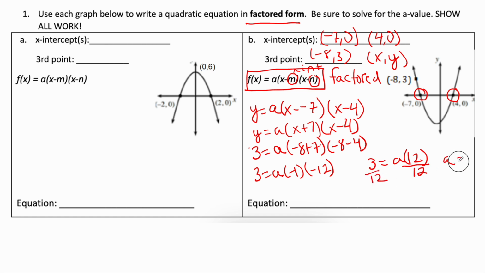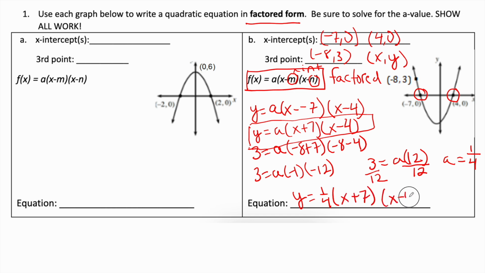So a equals 3 twelfths, simplified as a fraction: 3 goes into both 3 and 12. 3 goes into 3 one time, 3 goes into 12 four times. Now we have our a value, so we have enough to find our whole factored form. Taking from what we had in line 2, now we're just going to add in our a value. So y equals 1/4 times (x plus 7)(x minus 4).